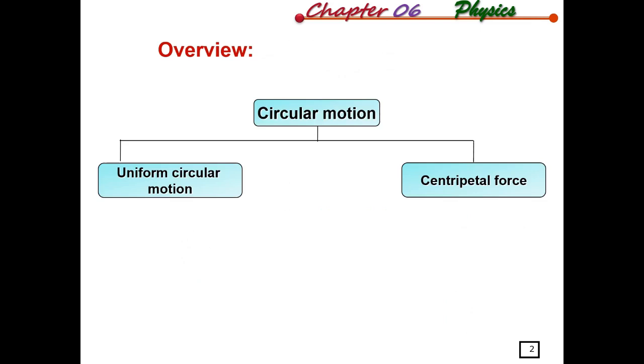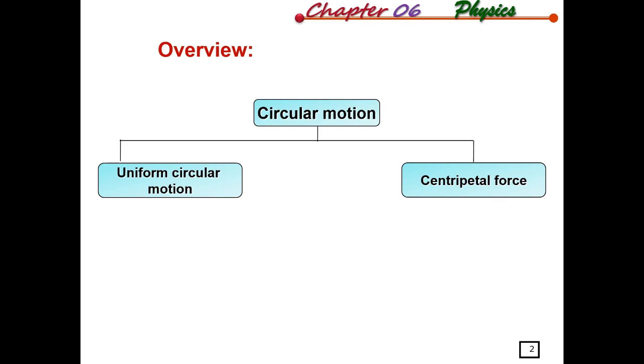So this is an overview. What is in this chapter? Chapter 6 is about circular motion. The first part of this video, we will discuss uniform circular motion: what is uniform circular motion and the parameters that appear in circular motion. The second part of chapter 6, we will discuss the centripetal force. Most of the questions in PSPM come from this subtopic, which is under centripetal force.